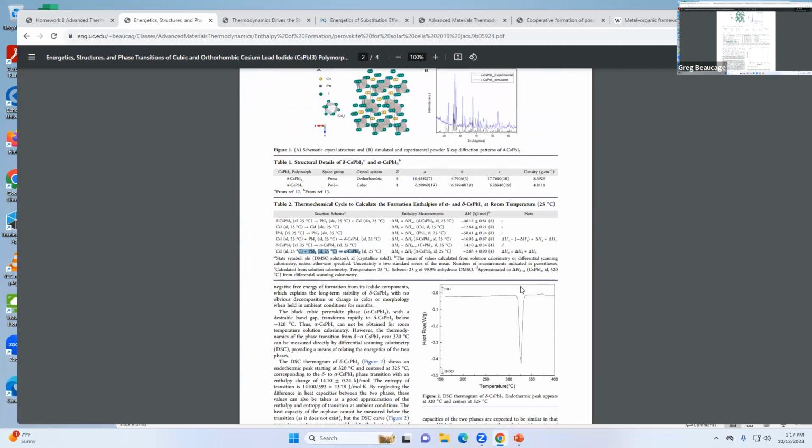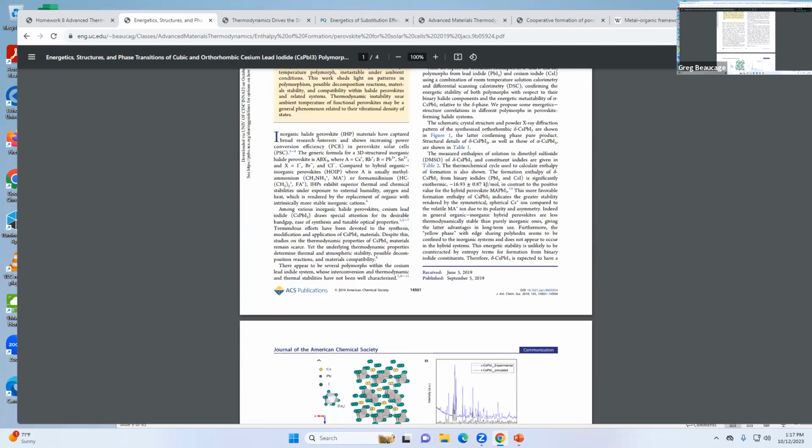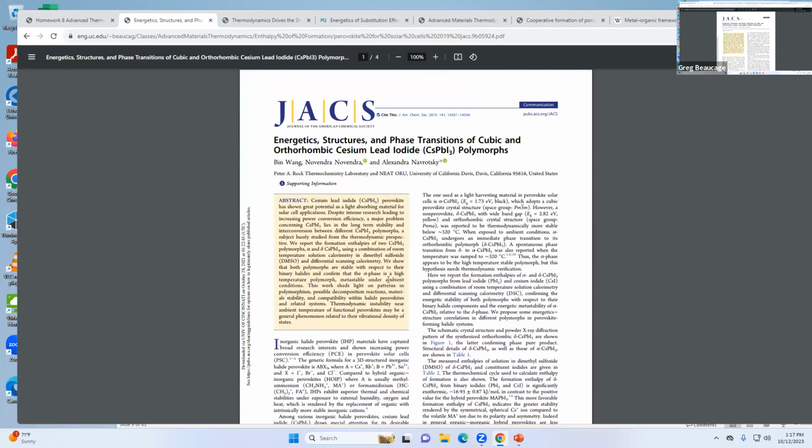And then this is the enthalpy of melting it. And then they see the thermograph, then the endothermic peak appears, whatever. So they're getting these enthalpies from a normal DSC. Maybe it's a microcalorimeter, a small one that can measure small changes in heat, but I think it's just a normal DSC. Then the solution calorimetry, temperature solution, and differential scanning calorimetry.